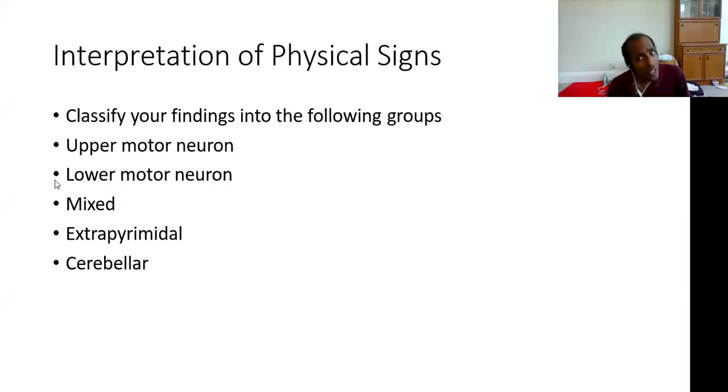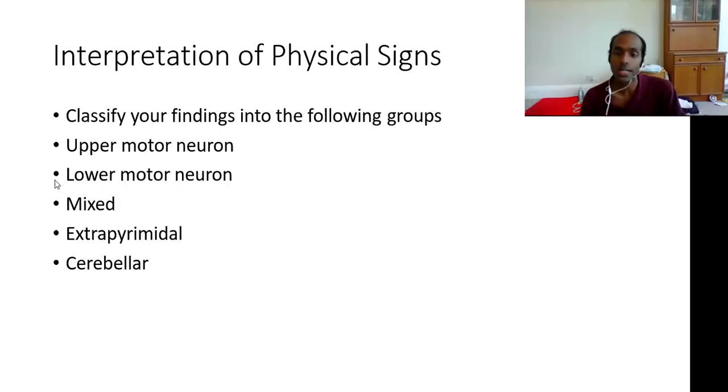And why are we doing this? Again, I remind you of the session we had yesterday. Why you are doing this is basically to answer 2 questions. The first question is, where is the lesion? Second question is, what is the pathology, or what is the lesion? Now, you have to classify your physical signs into one of the following groups. What are the main groups?